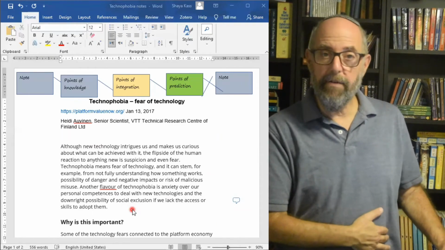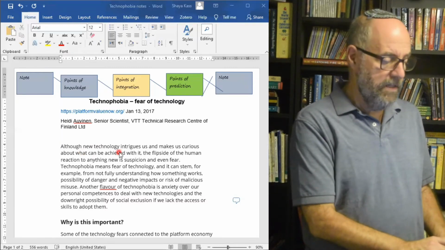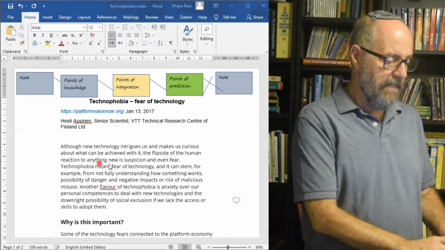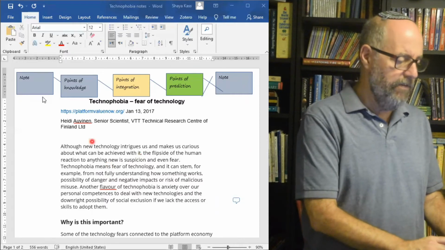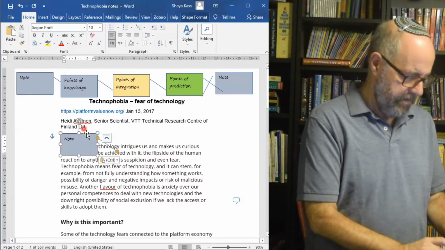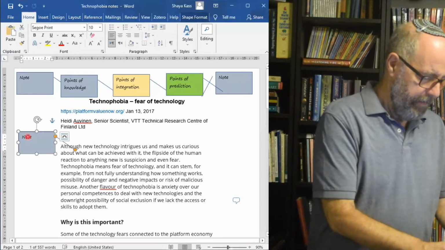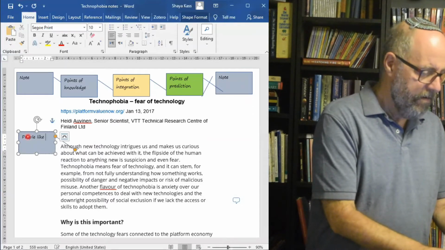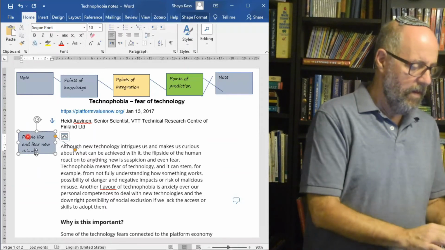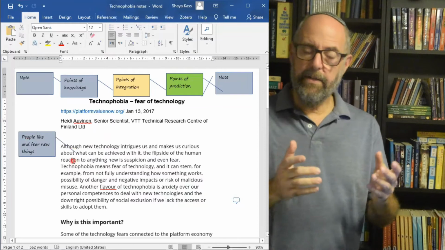Wow, that's a very interesting paragraph. It's got a lot of information. Let's go through it. So the first thing we read is that new technology intrigues us and makes us curious. The flip side of the human reaction is anything new, suspicion, and even fear. So this tells me people like and fear new things. That's the first thing that I learned.